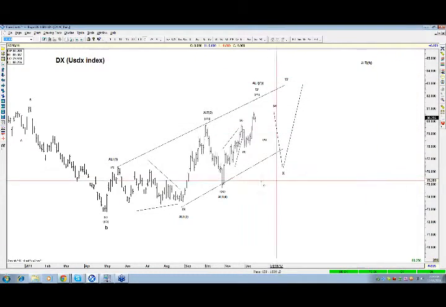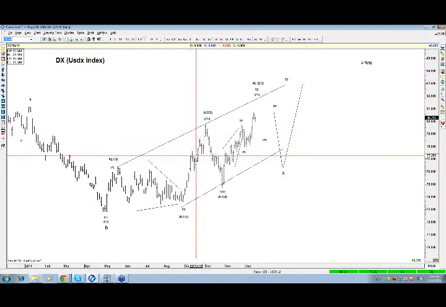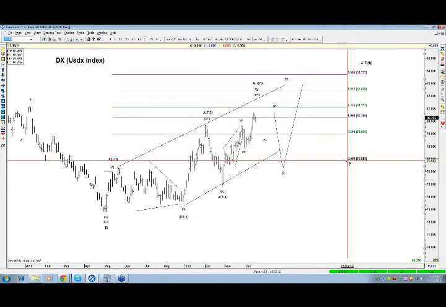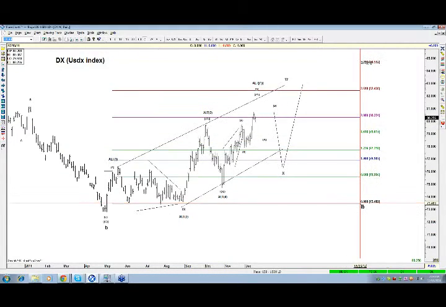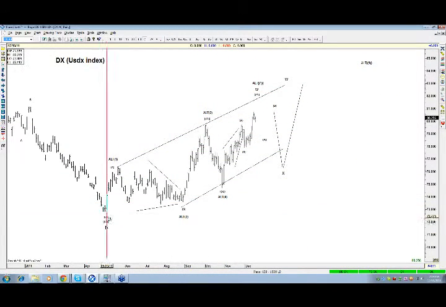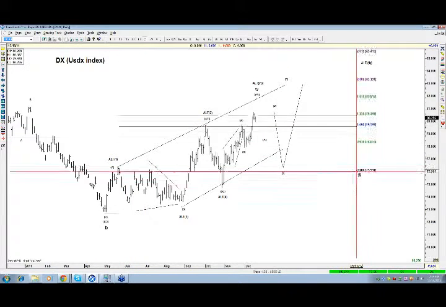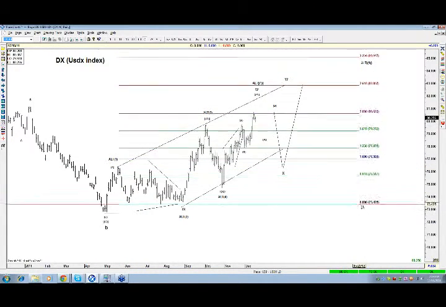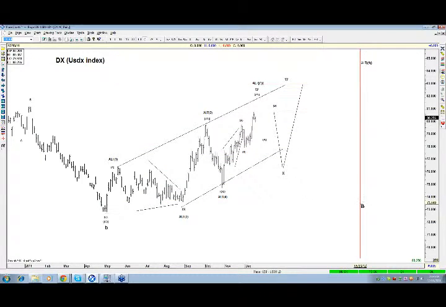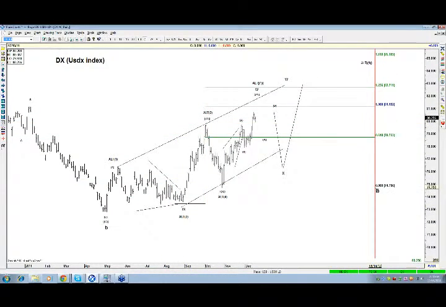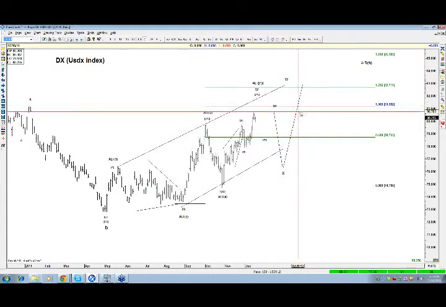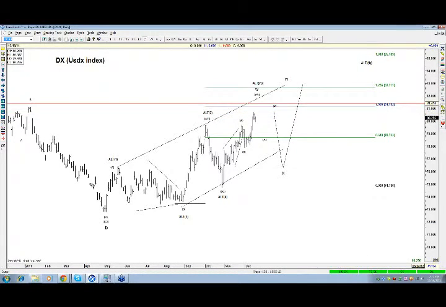81 is too high. But if you go with the leading diagonal scenario, you're going to notice one thing, that this peak is the 1.61A. Let me see. No, right here. This peak is the 1.61A right here of the first one. So this high right here, if we measure the third one right here, is going to be equal around the 81 area. I like the 81 area in the dollar as a possible top also right there.